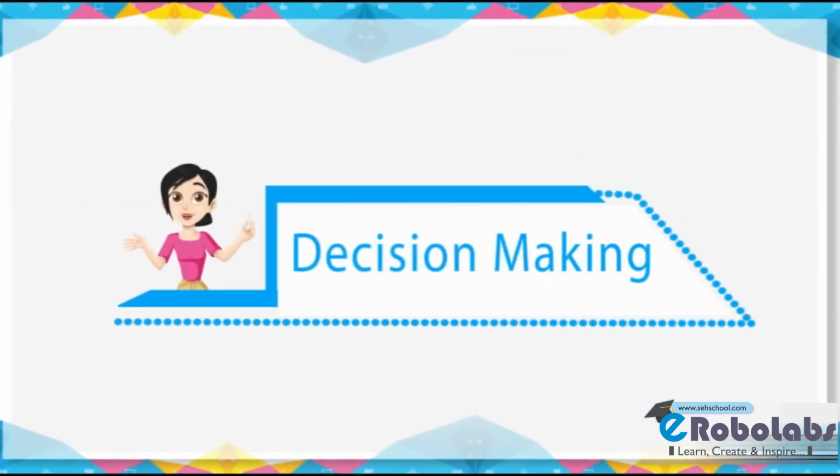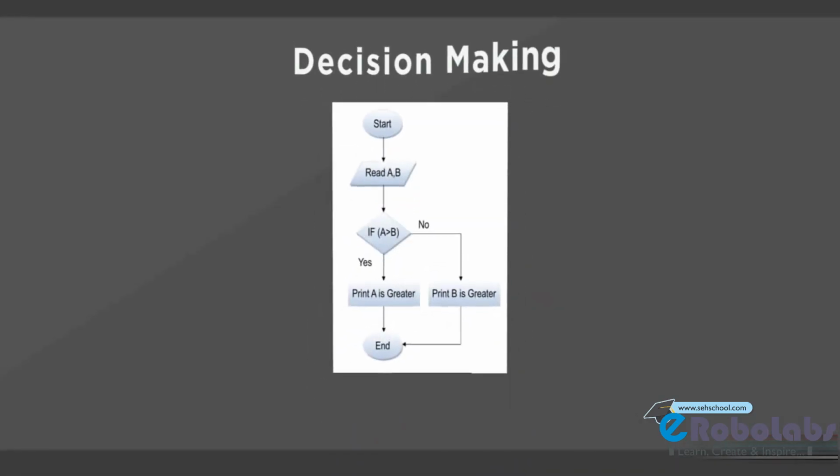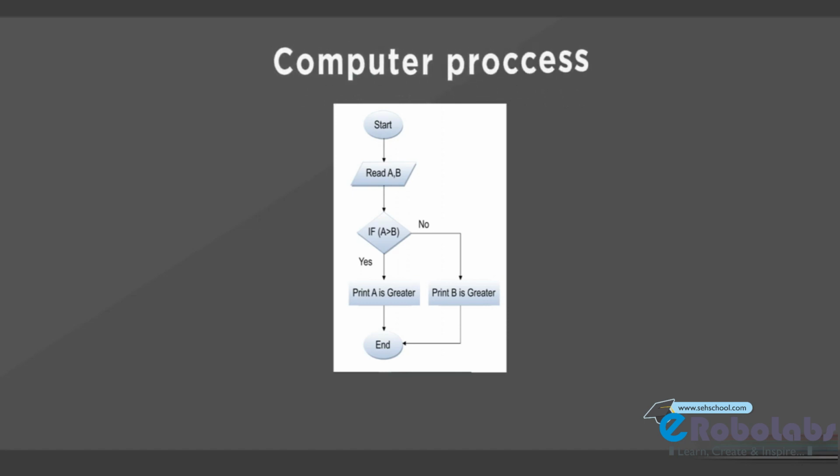Decision making. Sometimes, while solving a problem, we meet certain conditions for further process. After checking the condition, computer processes further to show the result. This is called decision making.